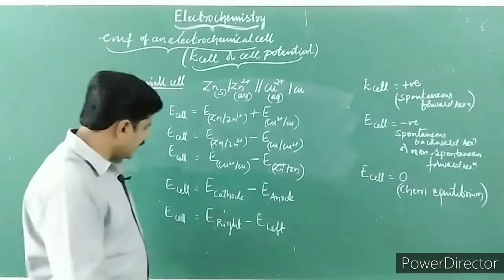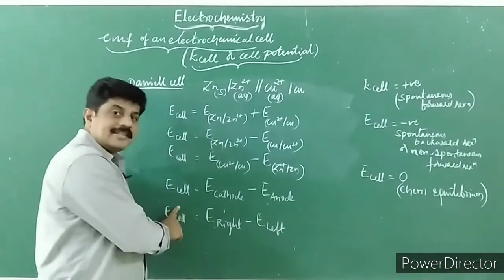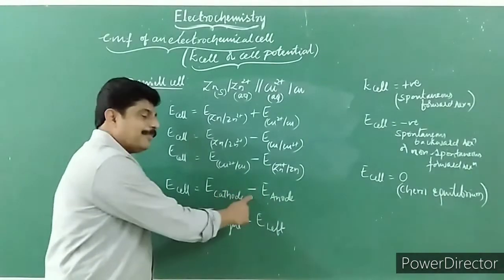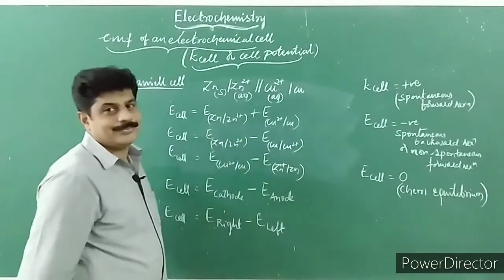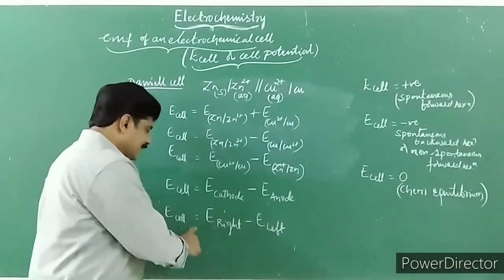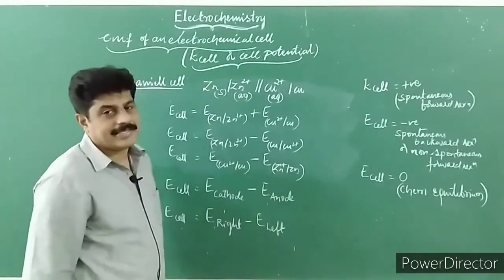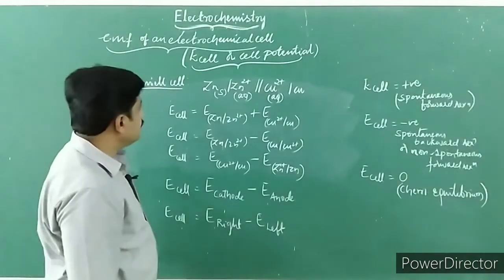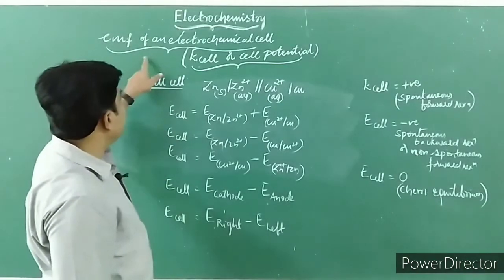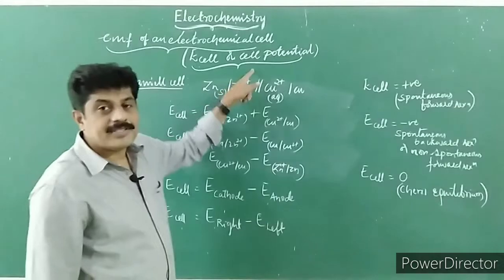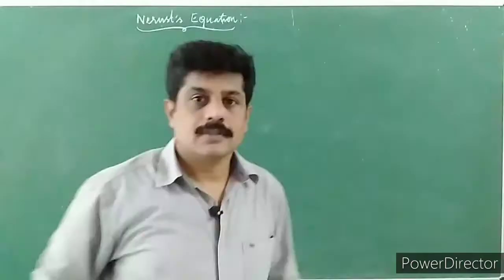Remember, in general, we write E cell is equal to E cathode minus E anode, or E cell is equal to E right minus E left. Children, this is about EMF of an electrochemical cell, otherwise called cell potential.